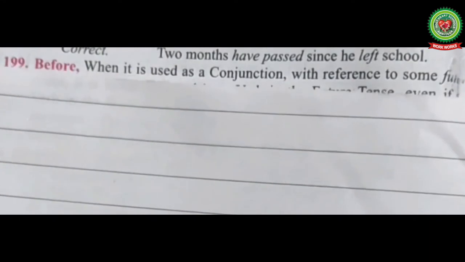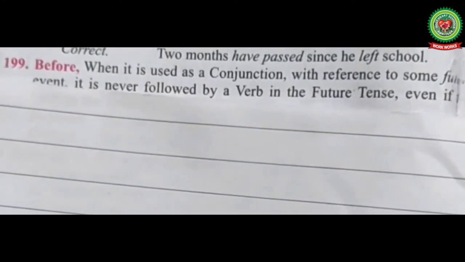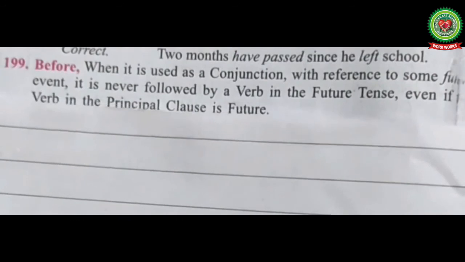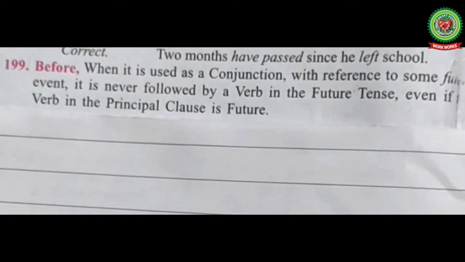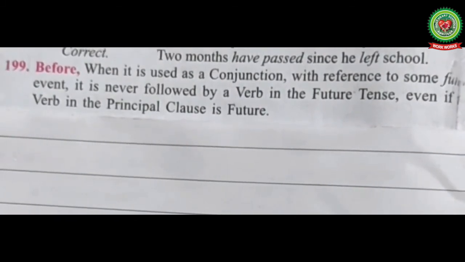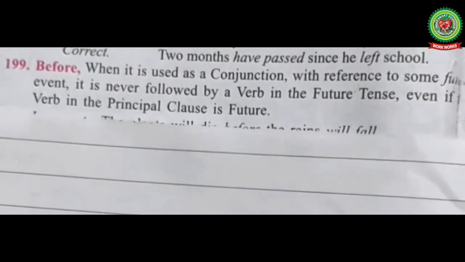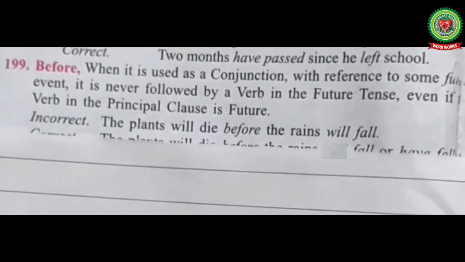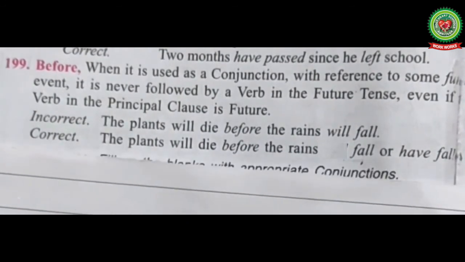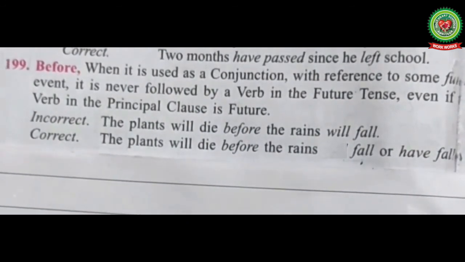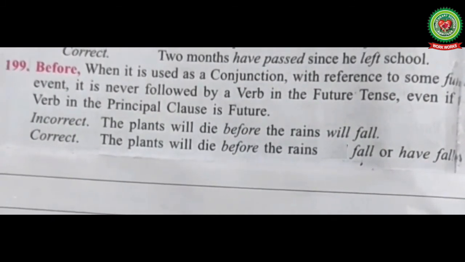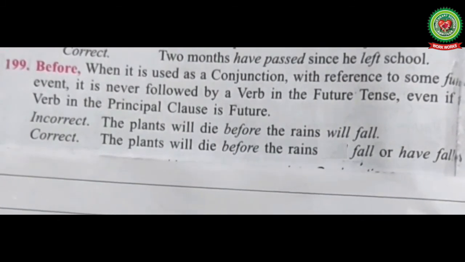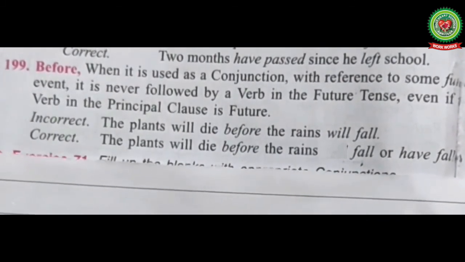Next we have correlative conjunction, before. When it is used as a conjunction with reference to some future event, it is never followed by a verb in the future tense, even if the verb in the principal clause is in the future tense. For example, the plants will die before the rains will fall. This is incorrect statement. The correct statement is, the plants will die before the rains fall or have fallen.